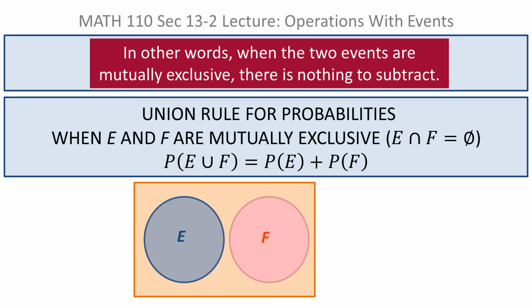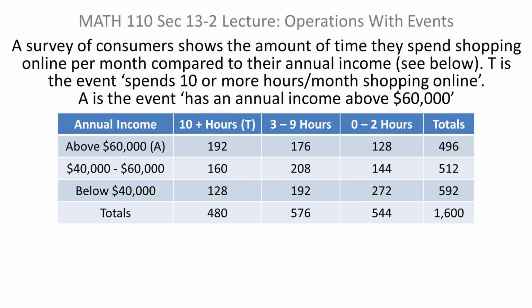So all I'm saying is you can dispense with subtracting anything if you happen to know that the two events are mutually exclusive. In general, you don't, but if you do, the formula is much simpler. Let's actually do an application problem now.